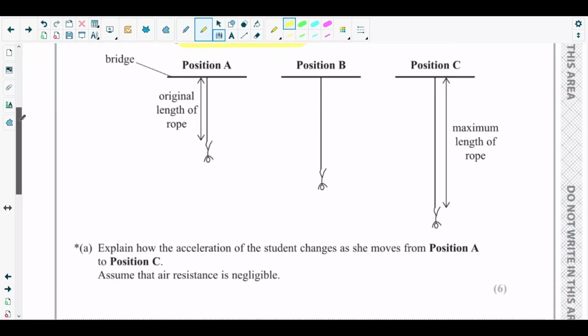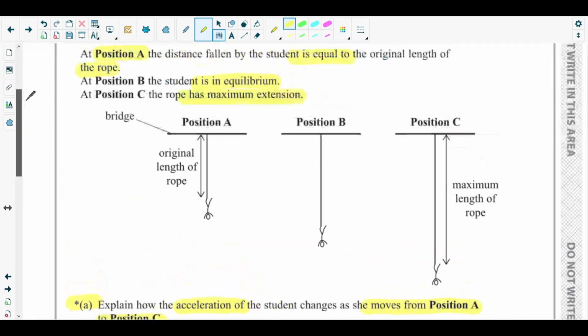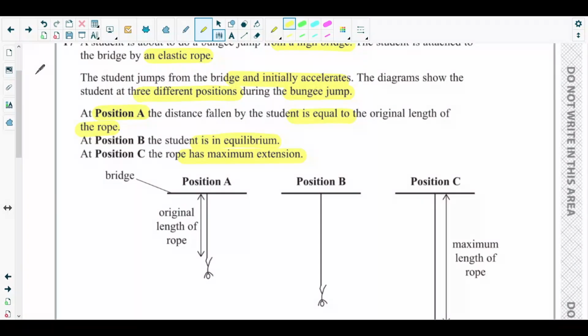Now the question in part A is asking to explain how the acceleration of the student changes as she moves from position A to position C. Assume that air resistance is negligible. So this is basically an asterisk type question. We call it a star marked question. So in this case, your explanation and the structure of your answer should be very clear, coherent and perfect.